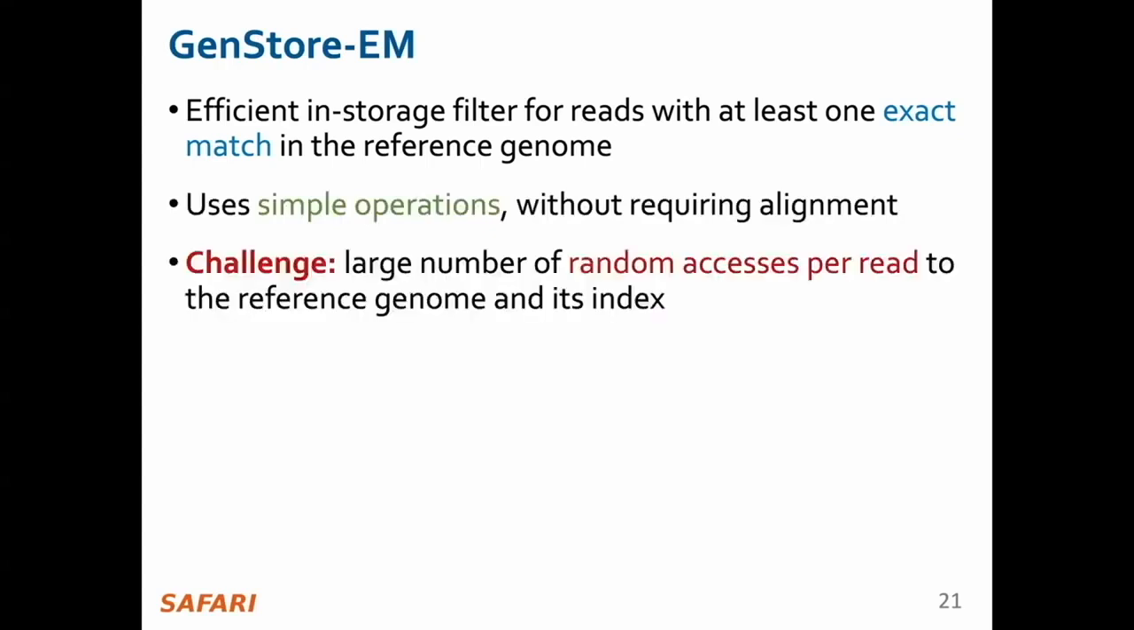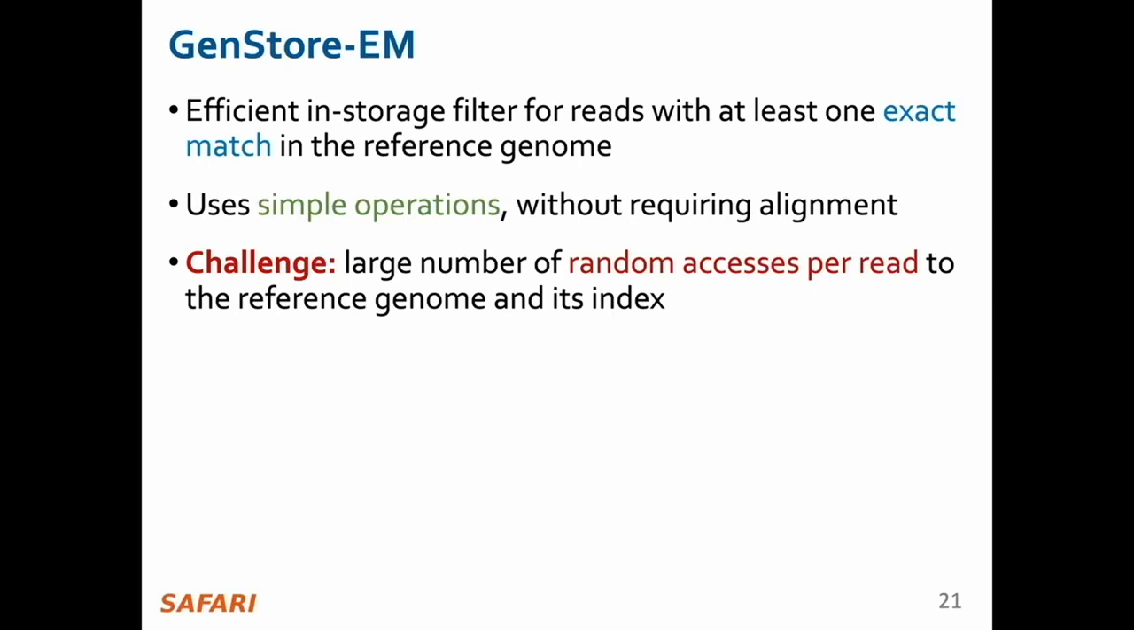However, doing so is challenging inside the storage because of the large number of random accesses per read to the reference genome and its index. If you remember, based on the background that we just discussed, for every read, we extract several k-mers, and for these k-mers, we access the index and find some candidate locations in the reference genome. And we also access the reference genome. So there are many random accesses for every read.